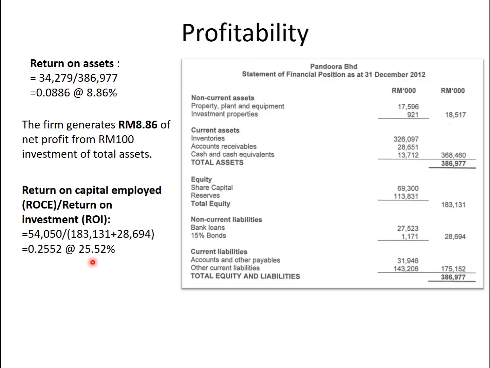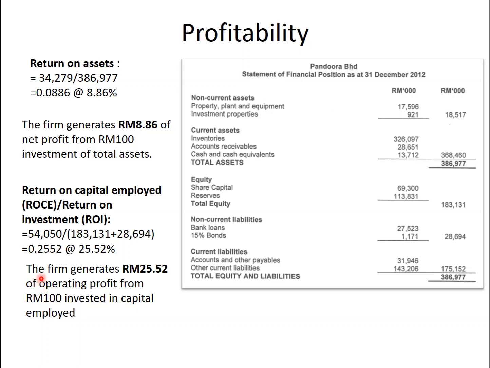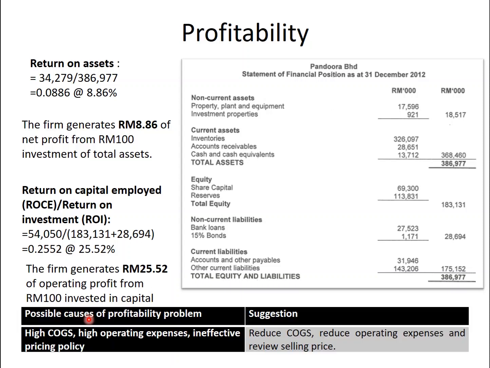Then we get the answer 0.2552, in the form of percentage. We multiply by 100, then we get 25.52%. Which means that the firm generates RM 25.52 of operating profit from RM 100 invested in capital employed. Possible causes of profitability problem include high cost of goods sold, high operating expenses, ineffective pricing policy. Suggestion to improve: reduce cost of goods sold, reduce operating expenses, and reduce selling price.